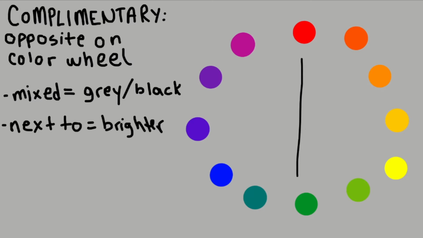So we have complementary colors, which are colors opposite on the color wheel. So you have red and green, purple and yellow, and blue and orange, and then the tertiaries between that. When you mix them together, you get either gray or black or brown. But when they are next to each other, they look brighter.